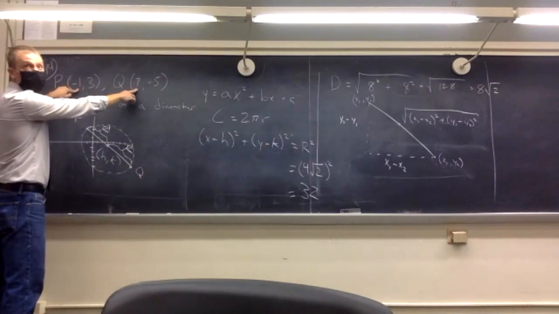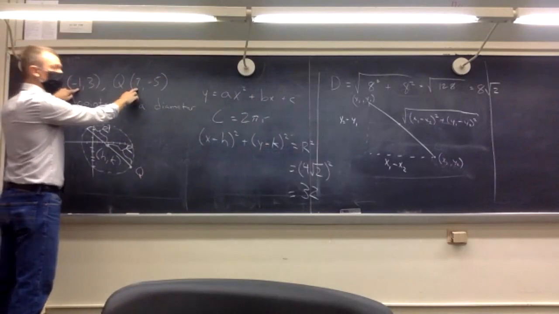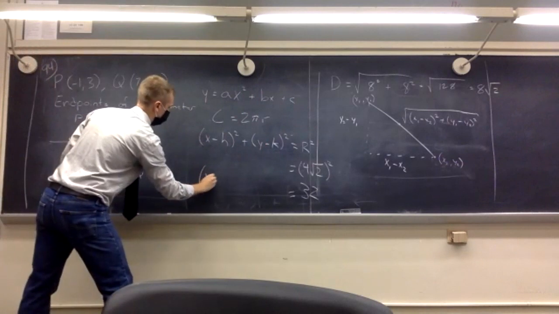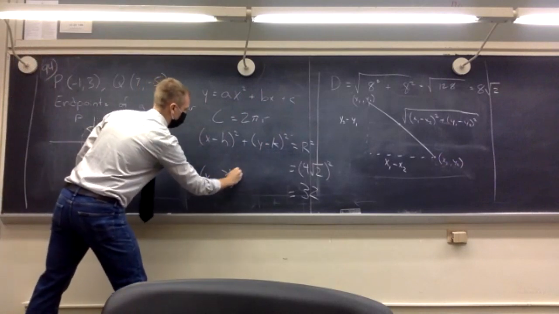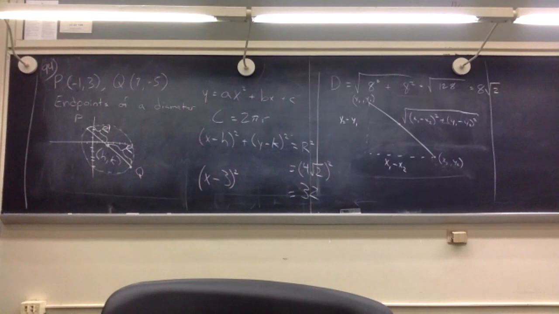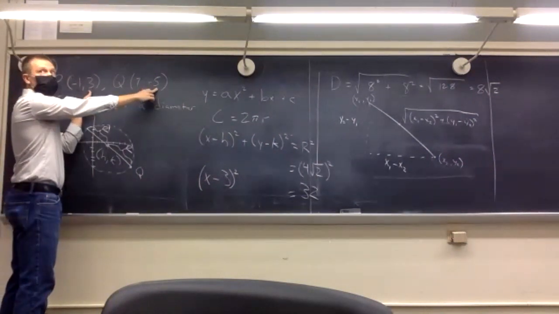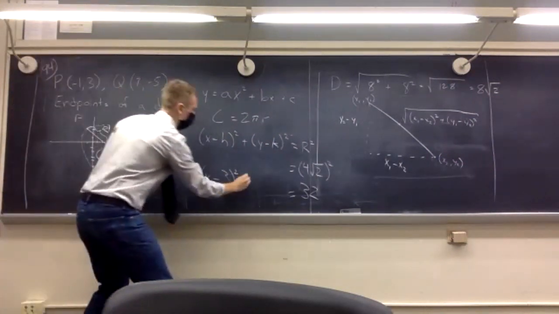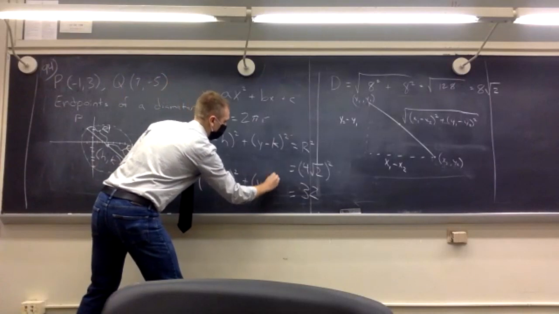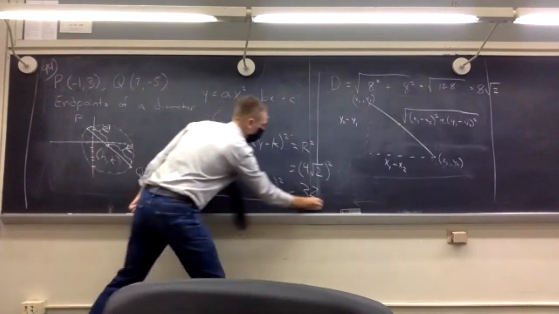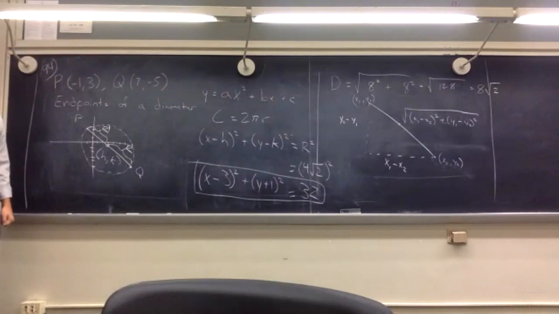7 plus negative 1 is 6. Divided by 2 is 3. X minus 3 squared. Negative 5 and 3 added together is negative 2. Divided by 2 is negative 1. There it is. Midpoint formula finds you the center of the circle in this case. Distance formula tells you the radius.